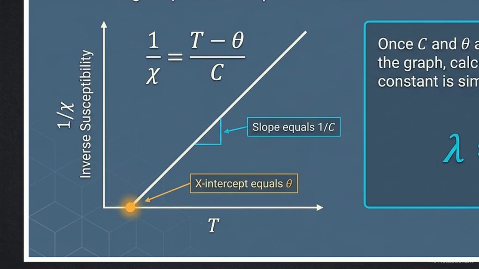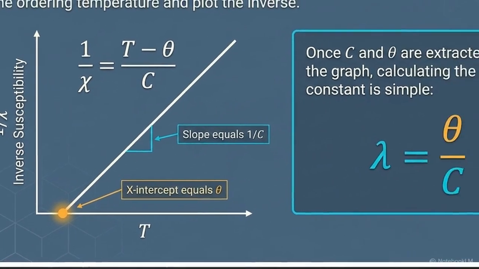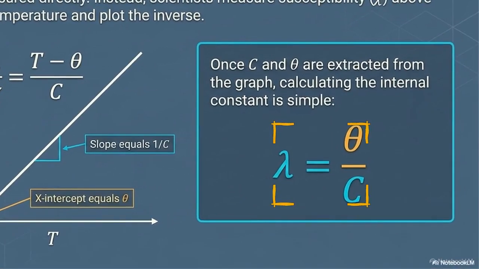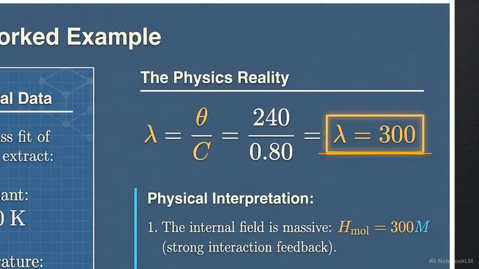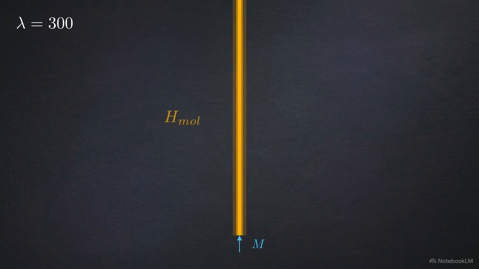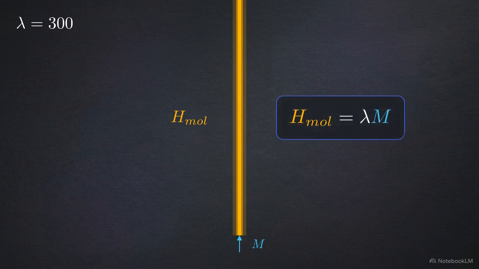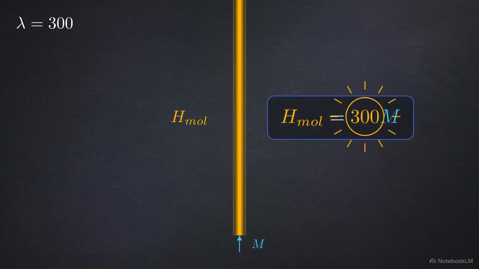With those two macroscopic features extracted from the physical data, isolating the molecular field constant is a simple division. Lambda equals theta divided by C. In a real-world worked example, if a material's experimental data yields a Curie constant of 0.80 Kelvin and a Weiss temperature of 240 Kelvin, dividing theta by C gives a molecular field constant of 300. A lambda value of 300 indicates that the internal interaction feedback is massively dominant. It means the internal molecular field driving the moments into alignment is 300 times stronger than the material's bare macroscopic magnetization.